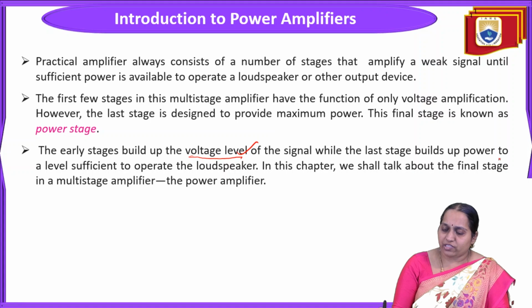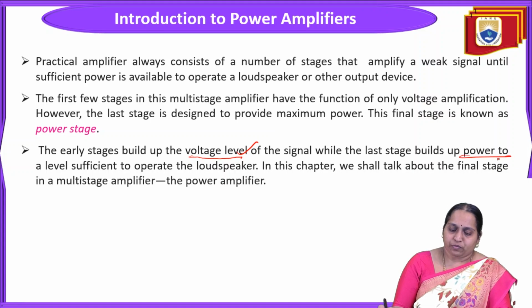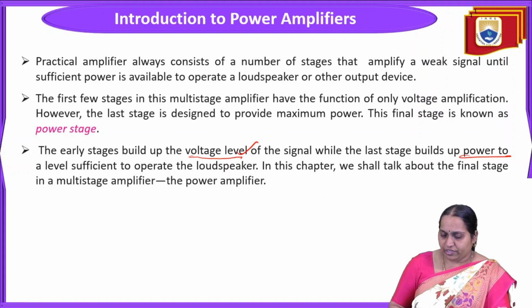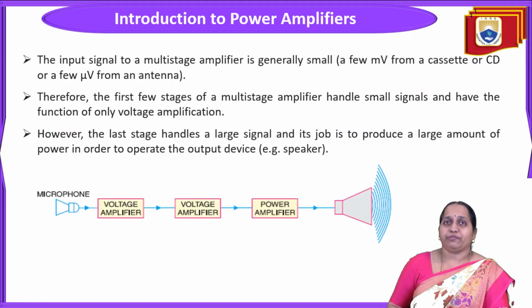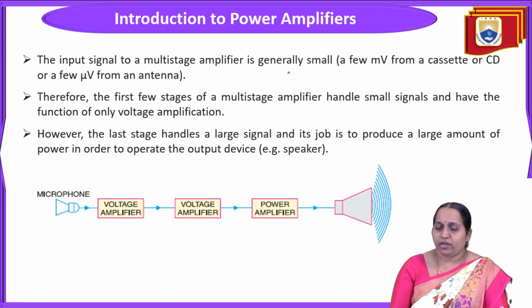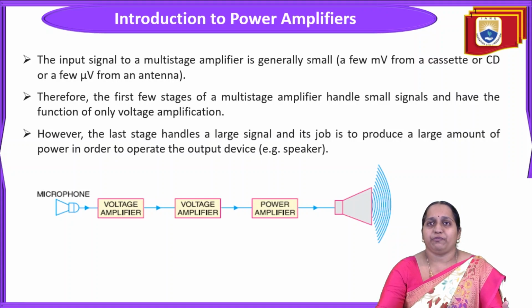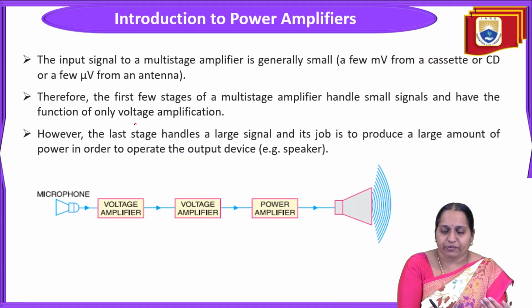While the last stage builds up the power, which is sufficient to operate the output device, for example, a loudspeaker. So we shall talk more about the final stage, that is the large signal amplifier or simply power amplifier. The input signal to a multi-stage amplifier is generally small, a few millivolts from a cassette or CD, or a few microvolts from an antenna. So the first few stages will perform the voltage amplification.